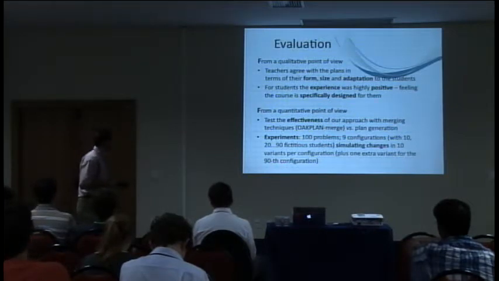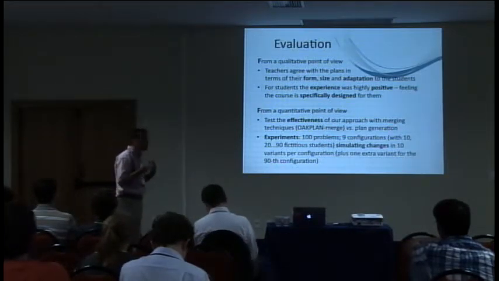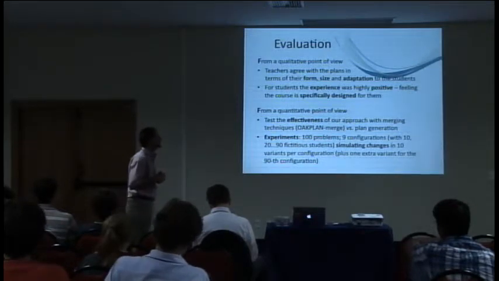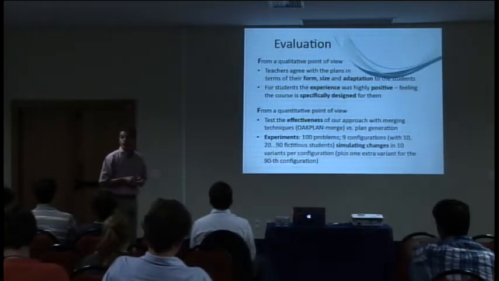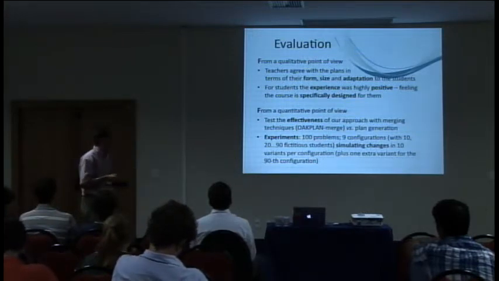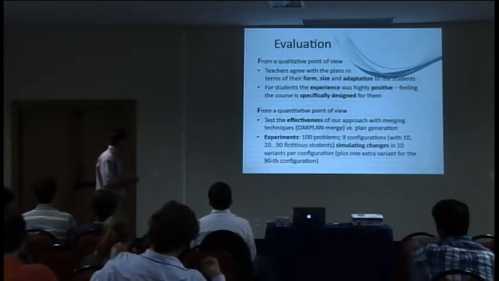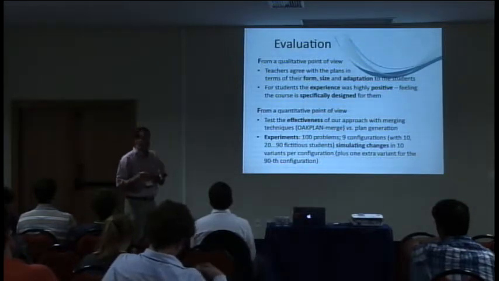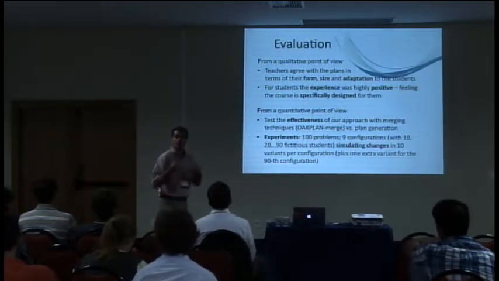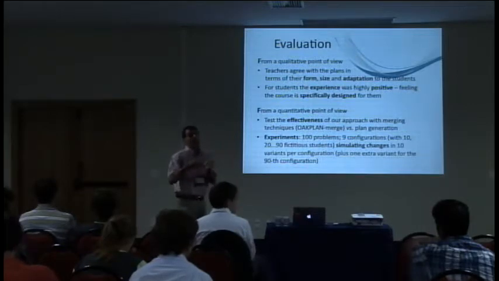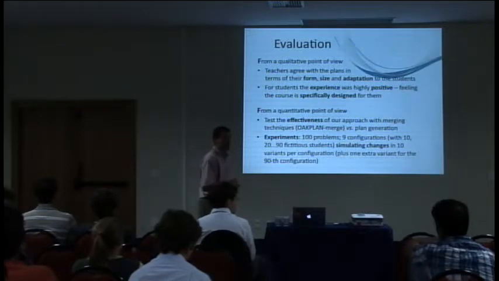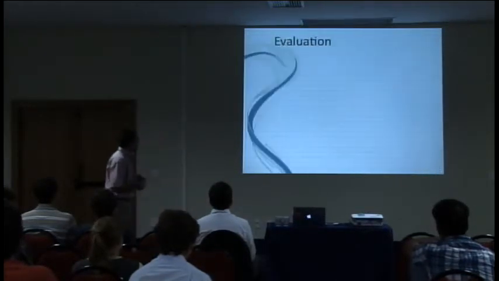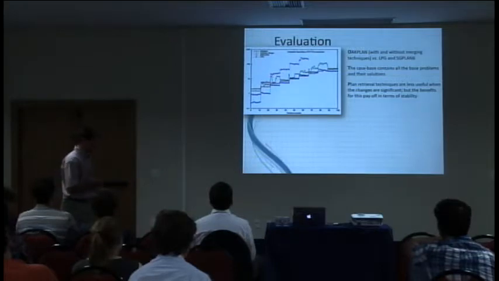From the quantitative point of view, it's important how to measure how effective is our approach. In that case, we are comparing this approach with emerging techniques with plan generation with other planners that are common in the planning community. We have experiments with 100 problems with different configurations that are changing according to the number of resources, according to the evaluation activities. This is artificial information that has been generated automatically. And what we have here is this kind of evaluation.